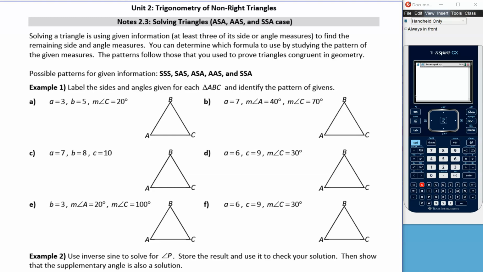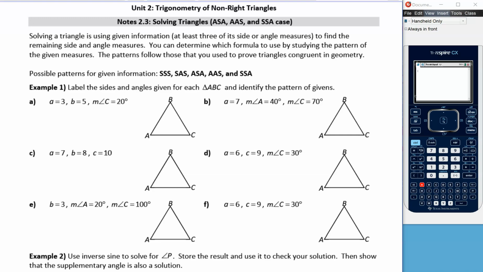The patterns that you use are going to be the same patterns that you use to prove triangles congruent in geometry. The possible patterns for your given information will be side, side, side, that is, all three sides are given to you. Side, angle, side, that is, two sides are given to you and the angle in between those sides. ASA, two angles and the side in between. AAS, two angles and the side not in between them. And SSA, finally, is two sides and the angle not in between them.